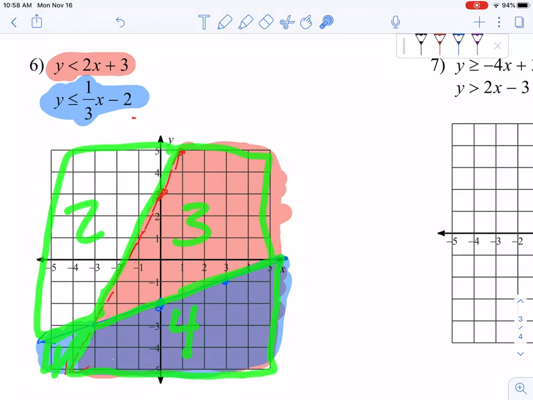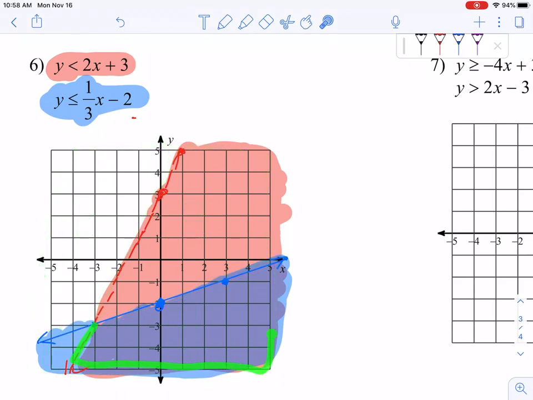And if you notice, in section 4, that's where our overlap is. So everything in here is a solution to both of my equations. Everything here is not a solution to either. Everything here is a solution to only my red, and everything in here is a solution to only my blue.